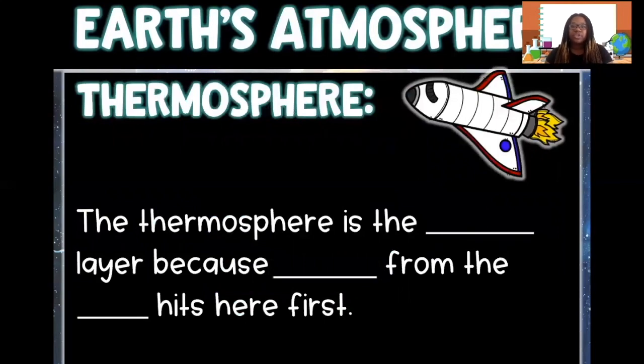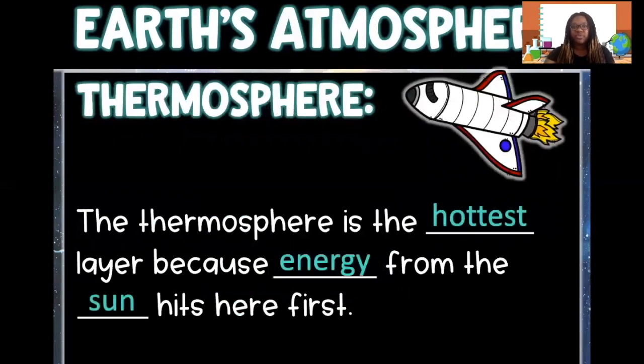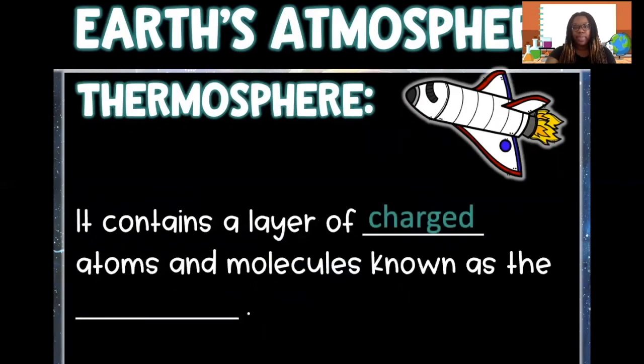All right, now we have the thermosphere. If you think of thermal, you think of heat, right? It's the hottest layer because the energy from the sun hits here first. The lower part of it contains a layer of charged atoms and molecules known as the ionosphere.